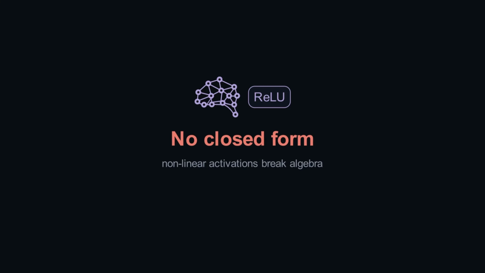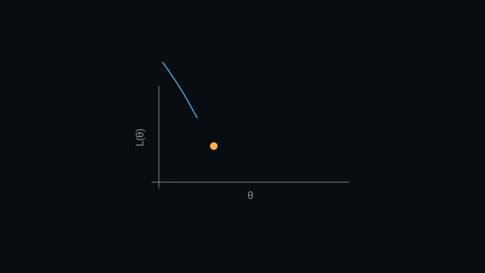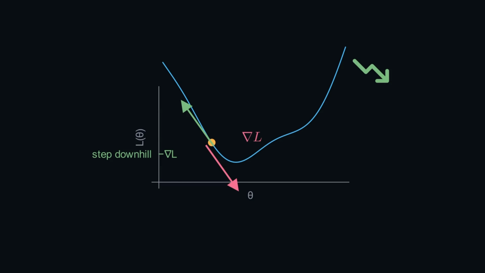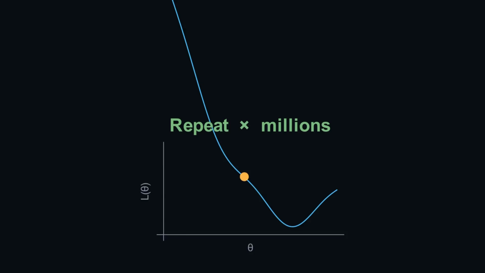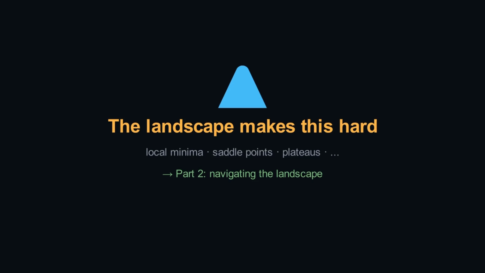Take small steps guided by the gradient. Here's the key insight. The gradient of L points in the direction of steepest descent, so we step in the opposite direction to go downhill. The update rule is one line. Theta gets updated by subtracting the gradient, scaled by a small number called the learning rate. Repeat that step millions of times and the model learns. But the landscape makes this far harder than it sounds, and that's exactly what we'll dig into next.